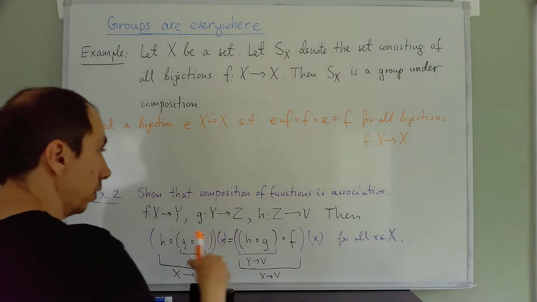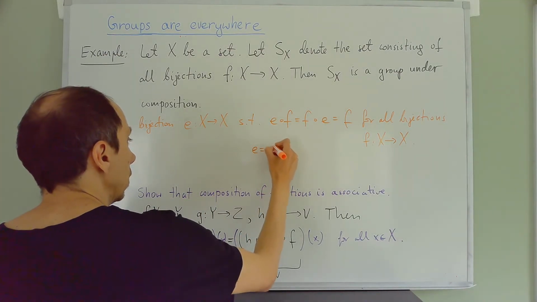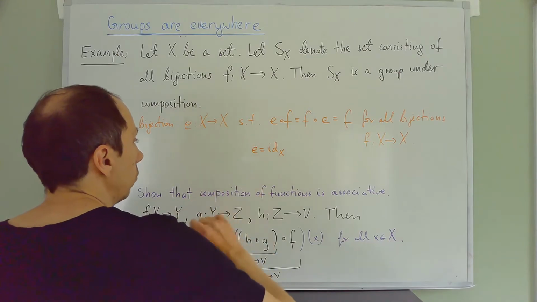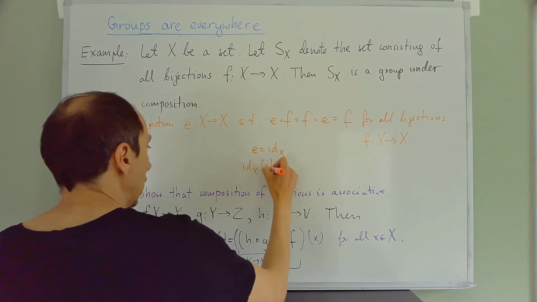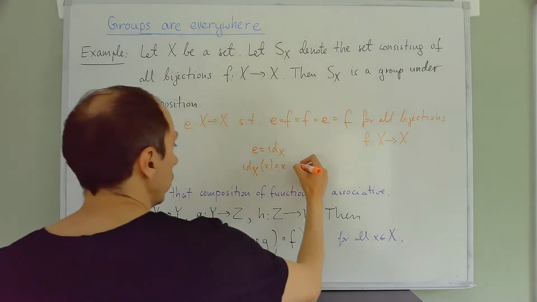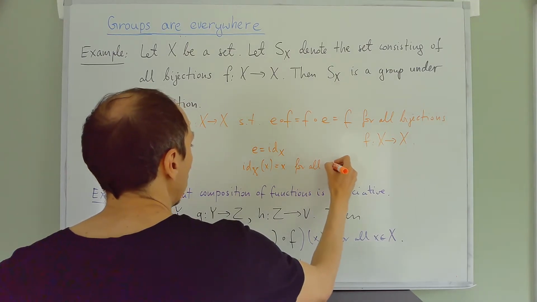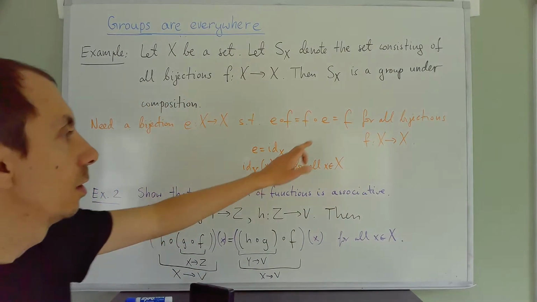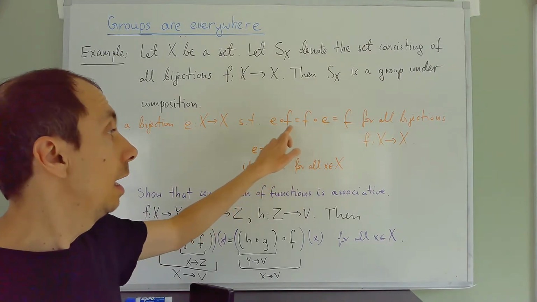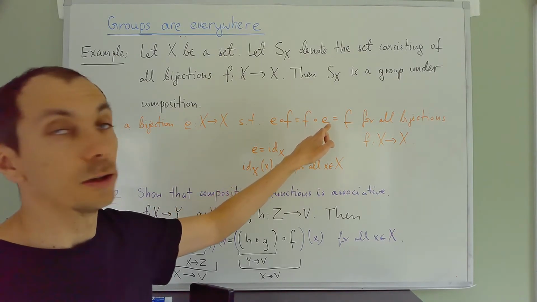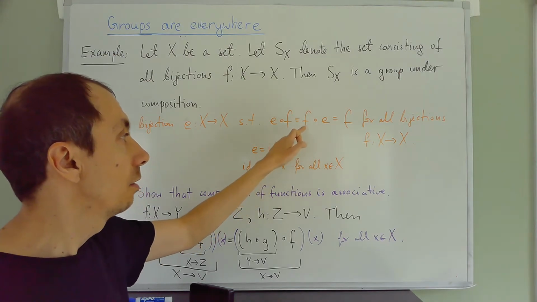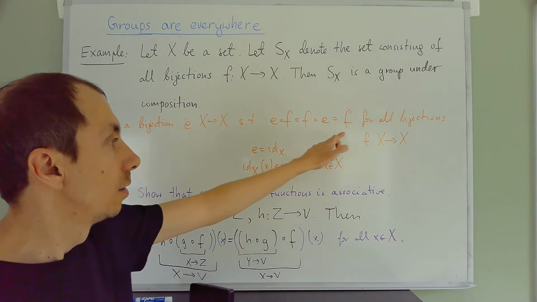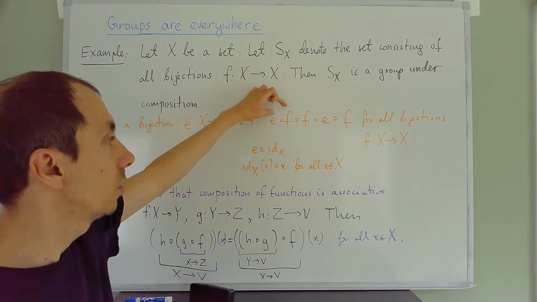But what would be such a function? The identity. What's the identity function? The identity function on X takes any little x in big X and maps it to x, for all x in X. Because F composed with E: if I take any element little x of big X, then E of little x is that x back. So I get F of x, the same as F of x. And here the same thing.